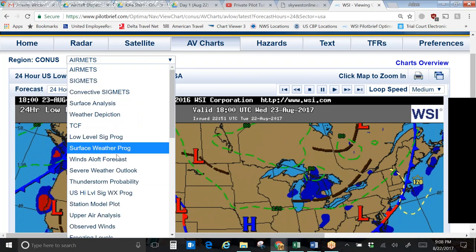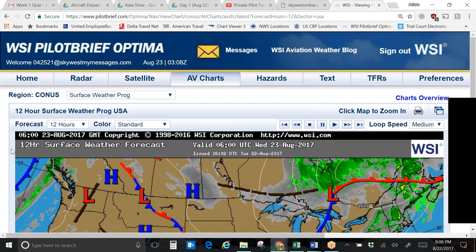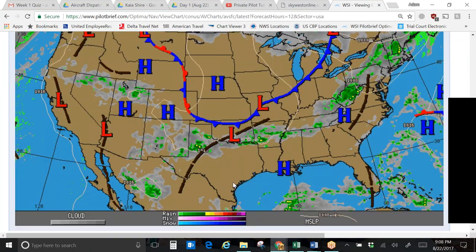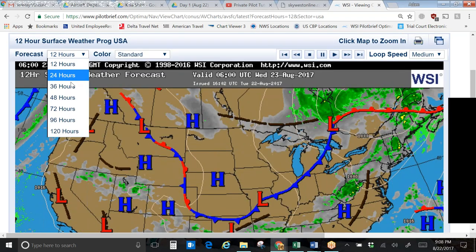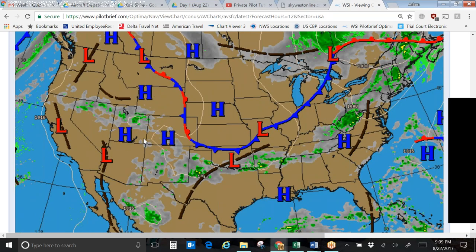The next one is the surface weather. Kind of the same idea, except this is actually showing you the radar, the Doppler, and the satellite imagery again. But once again, this is 12 hours from now, and this is just strictly for the surface. You can go 24 out, 36, 48, 72, 96, all the way out to 120. It gets pretty unreliable out here, 72 hours plus, though. Most weather forecasting, once you get 2, 3, 4 days out, is pretty inaccurate, basically.